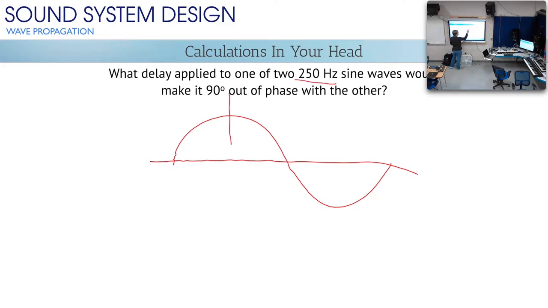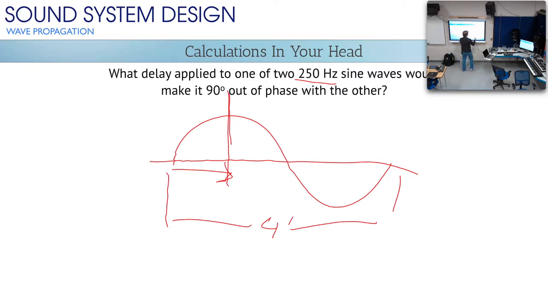And so what is the wavelength of 250 hertz? 4 feet. 1,000 divided by 250 is 4 feet, okay? So to move that distance, when from here to here is 4 feet, well, that is 1/4 of that total wave, right? So I would have to move it 1 foot. So if I had two loudspeakers making the same sound and I wanted to pull this off, I could move one loudspeaker 1 foot further away from the listener, and now that sound would arrive at the listener 90 degrees out of phase. Okay?